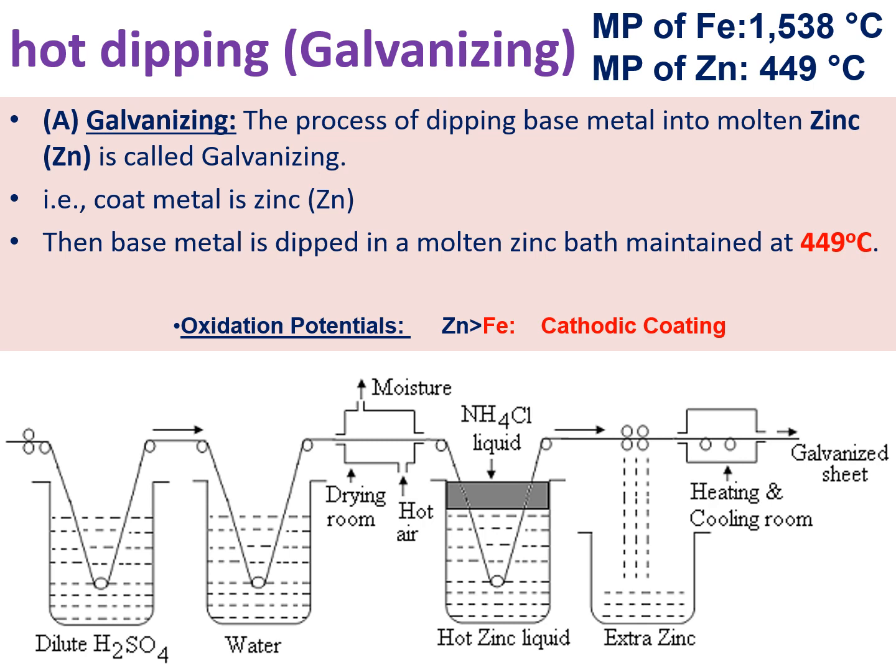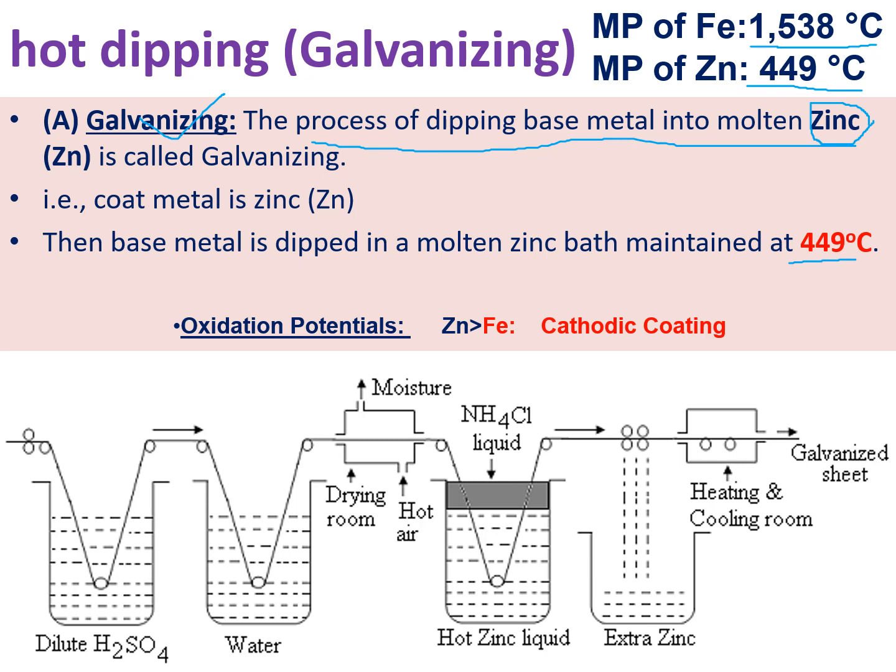So just see here, the melting point of iron is 1538 degrees centigrade. So definitely the zinc melting point should be lesser than iron, and it is 449 degrees centigrade. Okay. So now the process of dipping the base metal into molten zinc. Zinc is the coat metal here. If zinc is the coat metal, the process is called galvanizing. The zinc is maintained at 449 degrees centigrade. It is a very simple process.